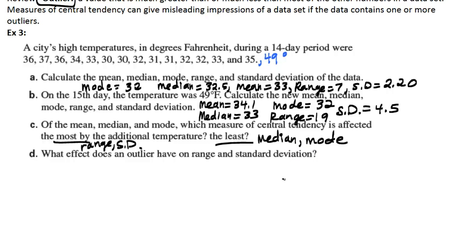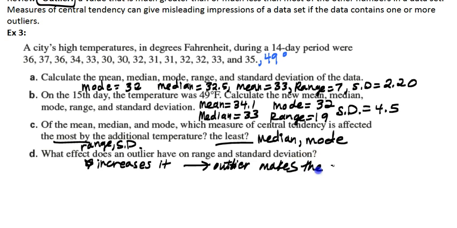Question, what effect does an outlier have on the range and standard deviation? Well, it increases them. An outlier makes the data more spread out.